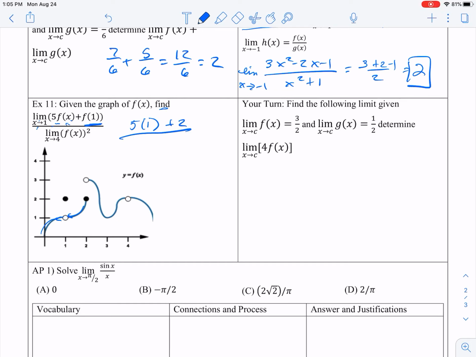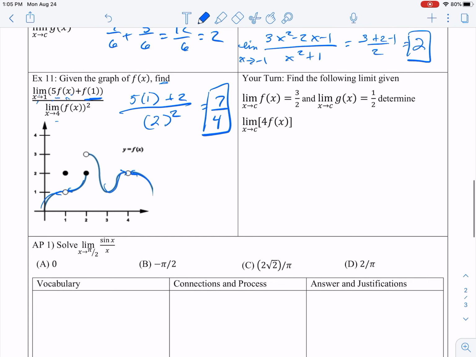The bottom one, x is going to 4, comes in this way. So that limit is 2, and you have 2 squared. So 5 plus 2 is equal to 7, 2 squared is 4, and that's your answer. Okay? This one is 4 times f of x, so it's going to be 4 times the limit, which was 3/2, so that equals 6.